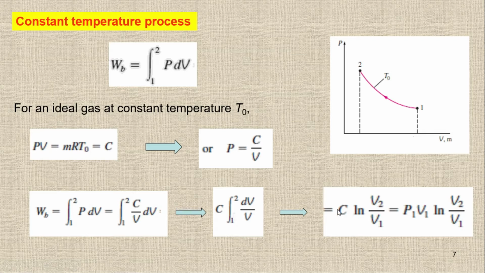And what is C? C is a constant value, which is PV. So it will be either P1 V1 or P2 V2. I can write P1 V1 ln (V2 upon V1), or I can write P2 V2 ln (V2 upon V1). Remember, if it is 1, it should be 1. So P1 V1 or P2 V2. You have to use the values at the same state, either state number 1 or state number 2. In this way, I can solve for the constant temperature process.